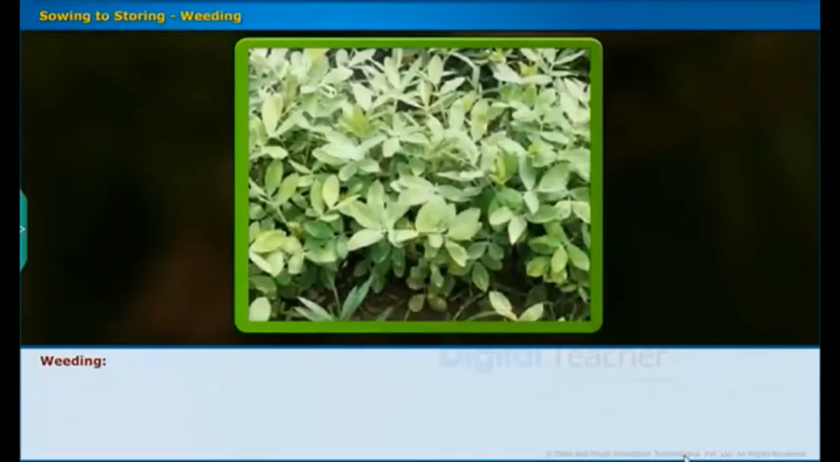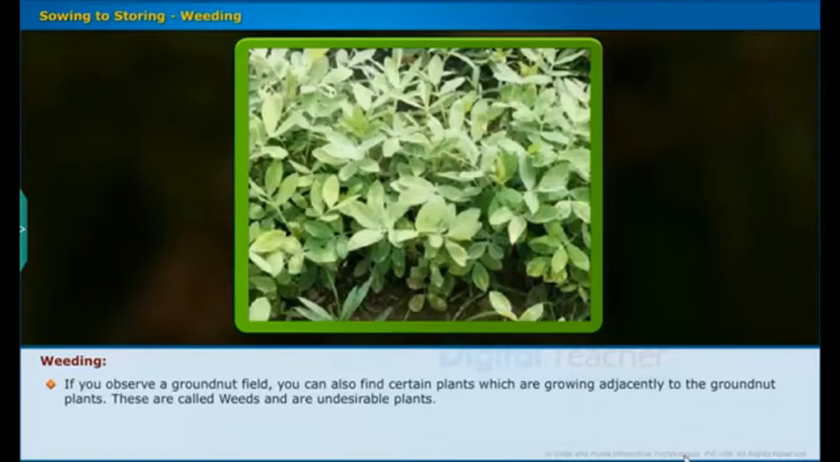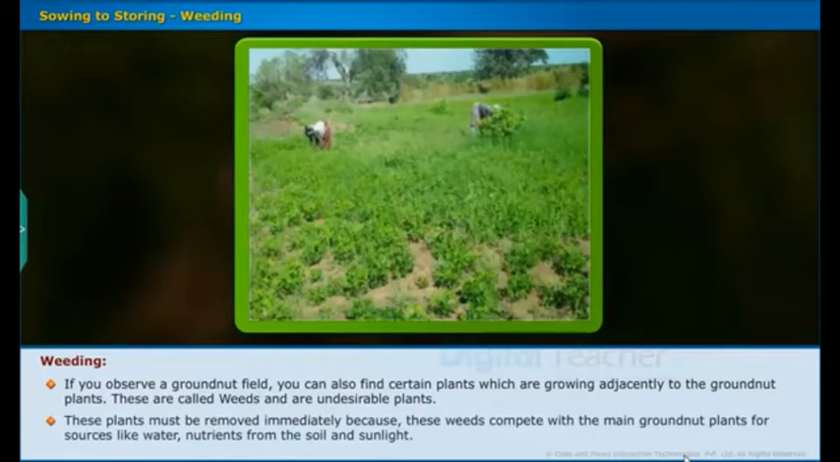Here, let us know what is weeding. If you observe a groundnut field, you can also find certain plants which are growing adjacently to the groundnut plants. These are called weeds and are undesirable plants. These plants must be removed immediately because these weeds compete with the main groundnut plants for resources like water, nutrients from the soil and sunlight.